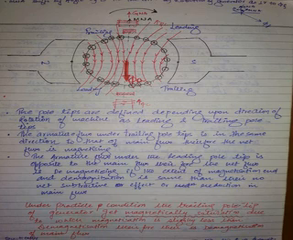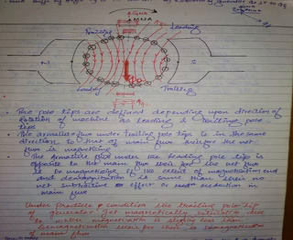Once recollect cumulative compound generator. How is phi SH, how is phi SE in a cumulative compound? Same direction. So what is the net flux in the machine? Phi SH plus phi SE.